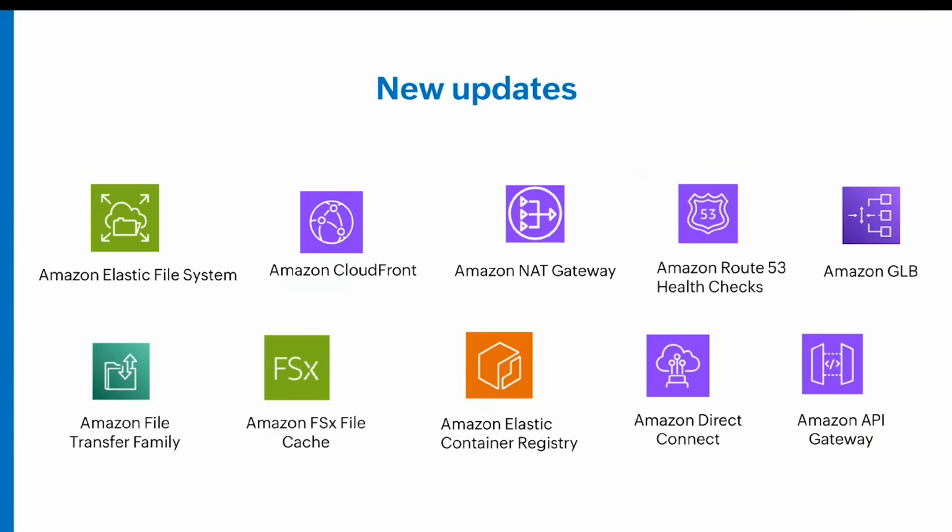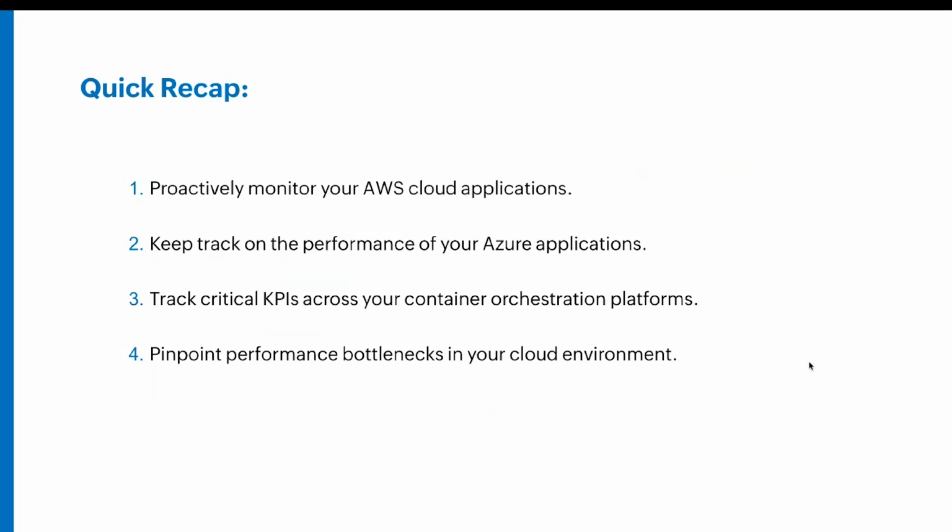So let's have a quick recap of today's session. In today's session, the first topic we discussed was how to monitor your cloud infrastructure proactively. We then discussed the critical KPIs monitoring across your container orchestration platform. Lastly, we discussed how to identify performance bottlenecks using cloud environment monitoring, that is with APM Insight. You can monitor the performance, and we also have the capacity planning reporting, and you can generate any forecast reports as well.